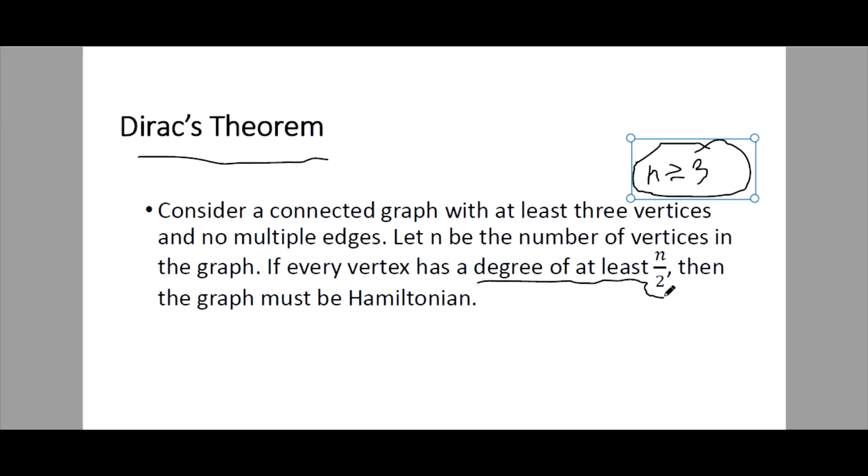But if this assumption is not satisfied, that every vertex has a degree of at least n over 2, then we cannot use the Dirac theorem. We cannot conclude that the graph has no Hamiltonian circuit. I repeat, if the assumption is not satisfied, then we cannot use Dirac's theorem. We cannot conclude that the graph must be Hamiltonian. We can only use this theorem if it satisfies these two requirements.